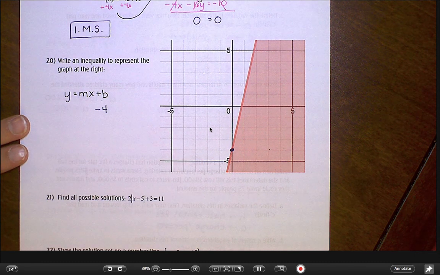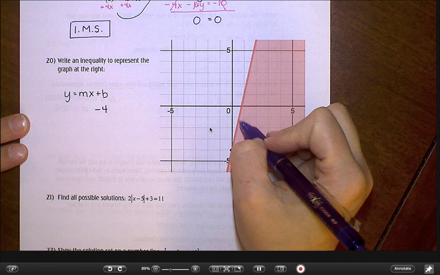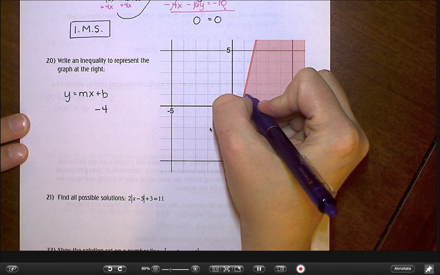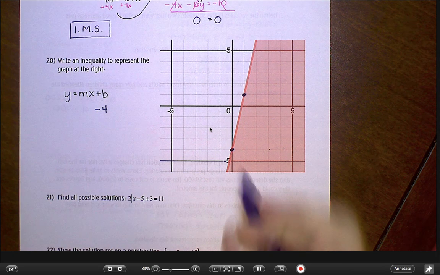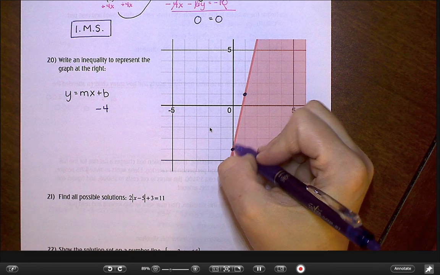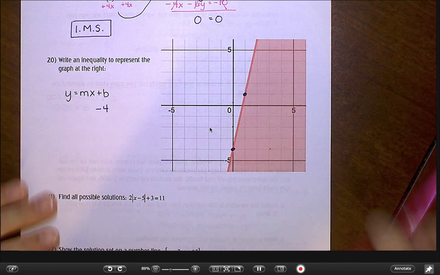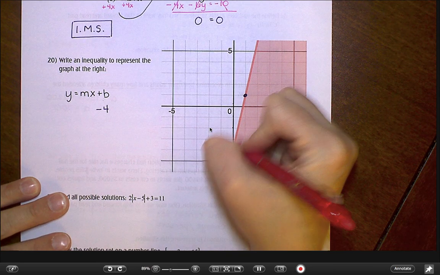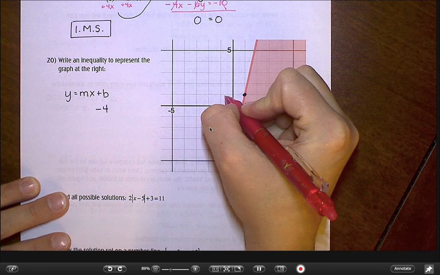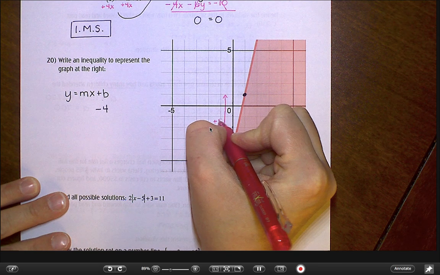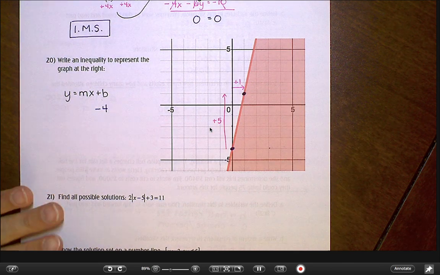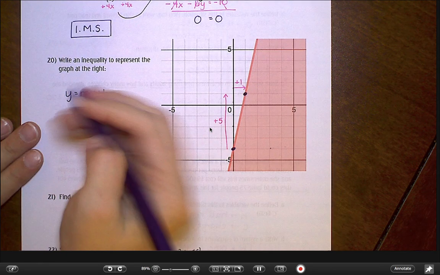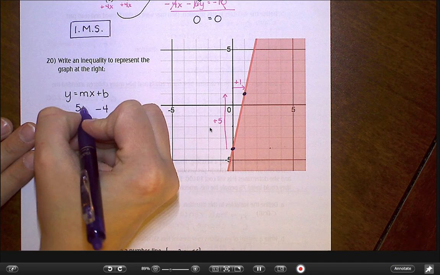To get the m value, I want to count up and over to another fairly well-defined point. And all of these kind of look like they're in between grid lines. It's not until I get to this point right here that I feel like that's a pretty solid, integer coordinate point. So I'm going to count from here to here. That's up 1, 2, 3, 4, 5. I want to mark that this way. So to go from here to here, we went up 5, and then we went to the right by 1. So up 5 and over 1, that's a slope of just 5. So this is 5x minus 4.